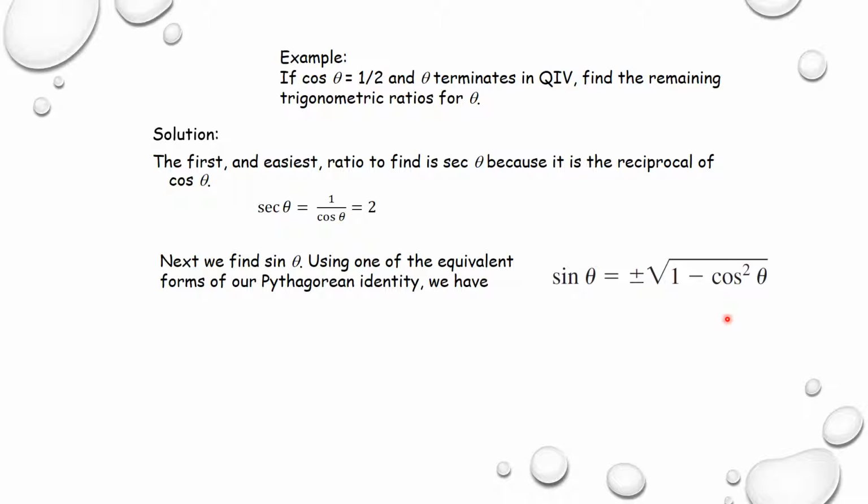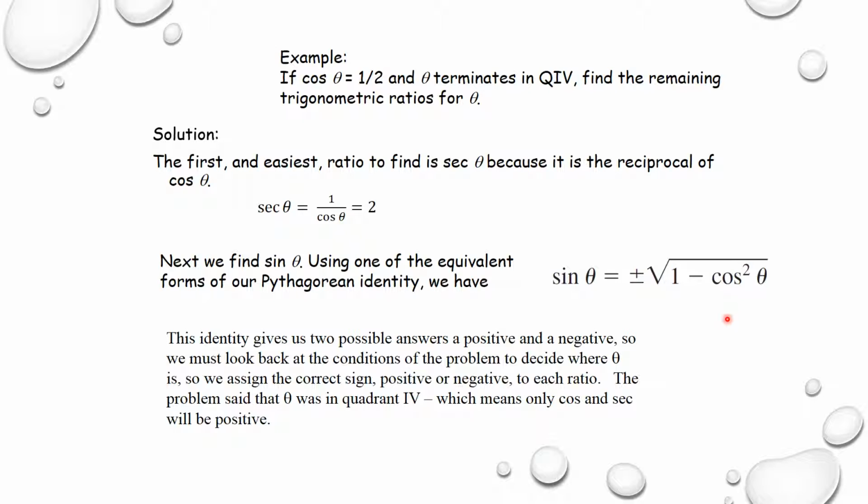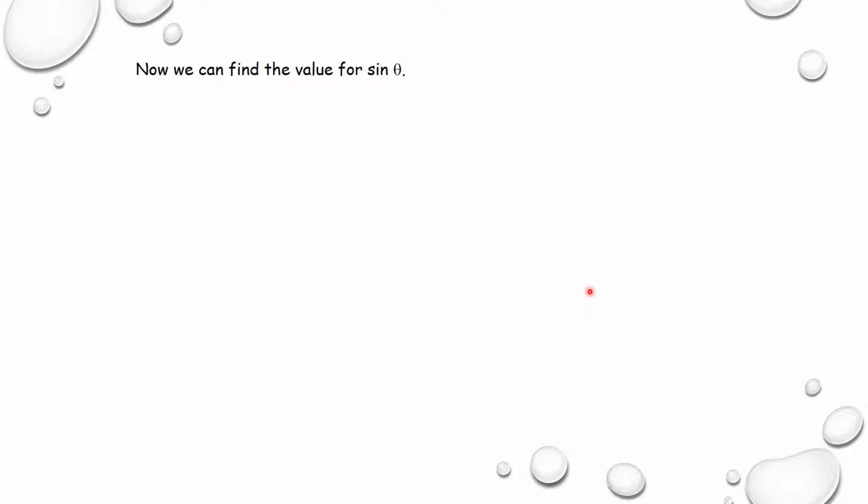But we're going to have to determine, as always, which sign is going to be used because of the conditions we're given. So we have cosine's positive, but we're in quadrant 4. So sine in quadrant 4 is negative. Only cosine and secant will be positive. So we'll use this identity to find the value for sine. I'm going to go ahead and put a negative in front of it because I know that the angle's in quadrant 4.